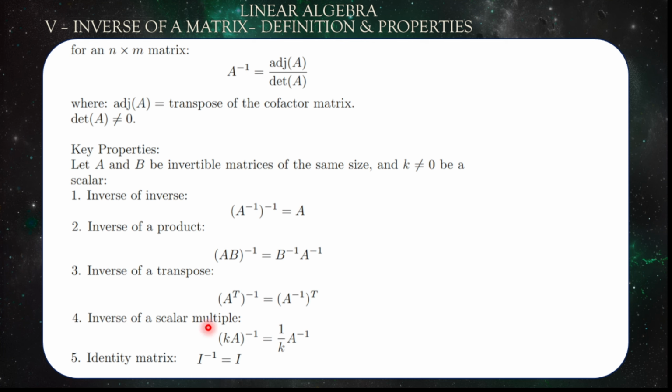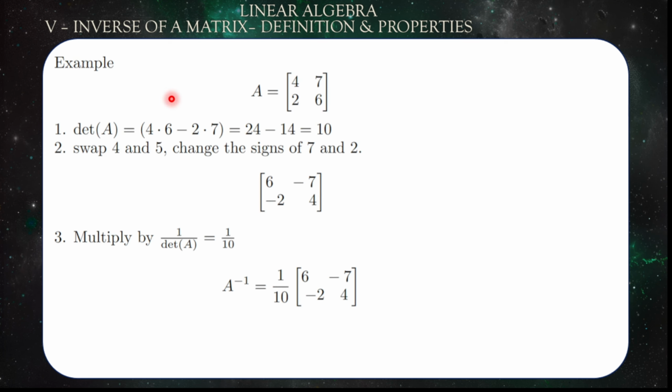Inverse of a scalar multiple: when you multiply the matrix by k, a scalar number, and you invert it, it is equivalent to the inverse of the scalar times A^-1. Okay? So notice something here: in this case, you need to invert the scalar itself. Identity matrix: I^-1 is equal to I, so nothing changes. The inverse of the identity is equal to the identity itself.